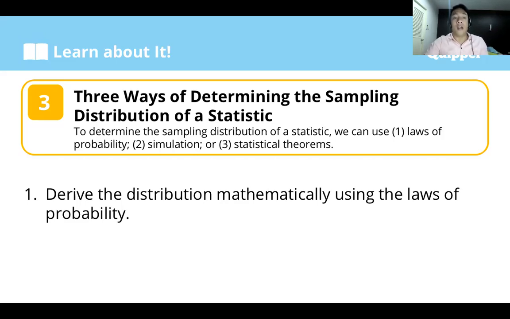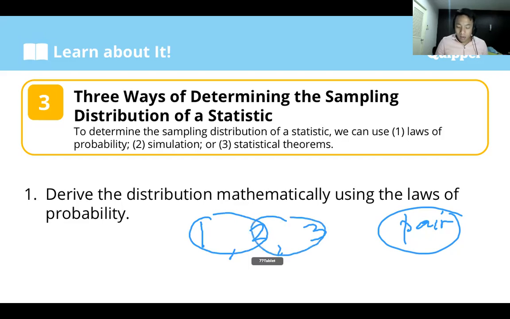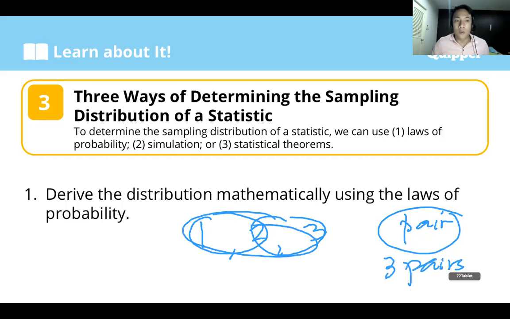So number one, derive the distribution mathematically using the laws of probability. So yung parang ginawa natin kanina. If we only have 1, 2, and 3, using the laws of probability in simulation and statistical theorems, we can identify the pairs. Okay? Our main word is pair. So we will just only get a pair. So here we have how many pairs? We have 1, 2, 1, 3, and 2, 3. So we have 3 pairs. Okay, those are what we call for number 1.